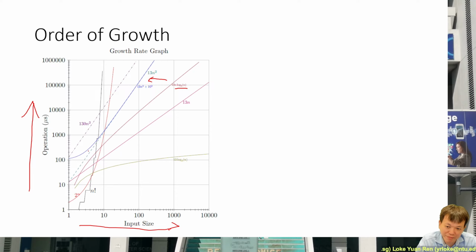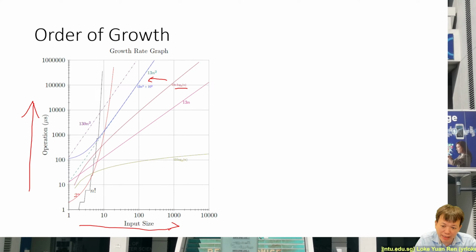Starting there, there's some difference from the plus 100. When your problem size is small, that plus 100 has some impact. But as the size grows, it's negligible. Plus 100 is negligible, no big difference. Then if you compare 13n squared and 100n squared, although of course 100n squared is slower, the growth is about the same. It's just always 10 times slower.